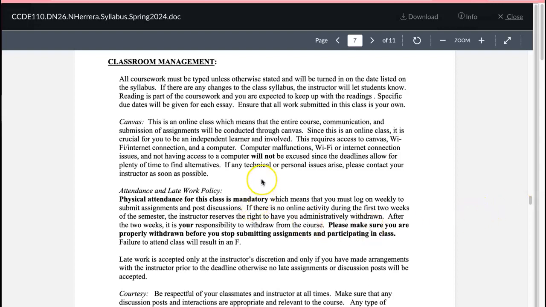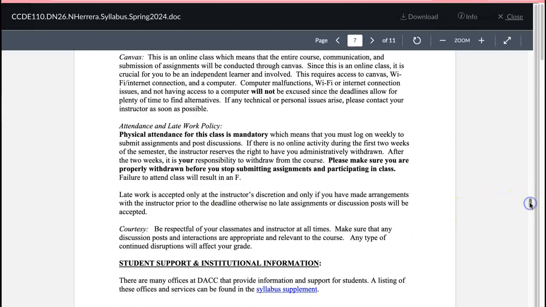As far as attendance, you are required to attend class, so that means that you should be logging in weekly and you should be submitting assignments weekly as well. So that is mandatory in order to stay in the course. If I notice that you haven't logged in at all to Canvas during the first 2 weeks, then I do have the right to drop you. However, it is your responsibility to drop the course if you're not planning on staying in this course.